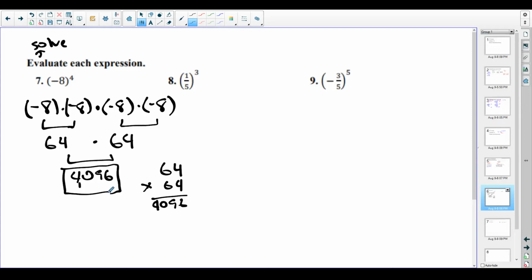So one of the keys here is to recognize when you start using powers or exponents that the numbers get either real big or real small real quick. Because we started at negative 8, we ended up at 4,000, just like that. Okay? So when you're dealing with exponents, don't be afraid if you get big or very small numbers.